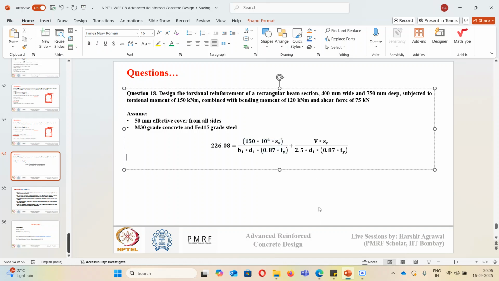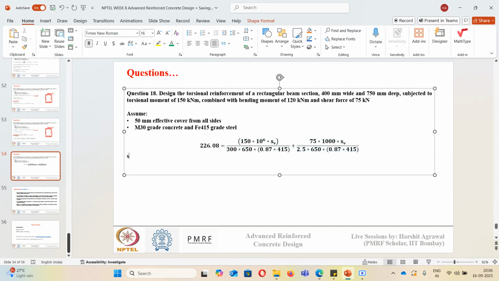B1 and D1 we know. B1 is equal to 300, D1 is equal to 650. 0.87 Fy we know, it is 415 grade steel. We know Vu is equal to 75 kilonewtons, so 75 into 1000. D1 is 650, 0.87 Fy is 415. So upon solving this you will get SV is equal to 100.107 mm. Now we need to check for minimum spacing.